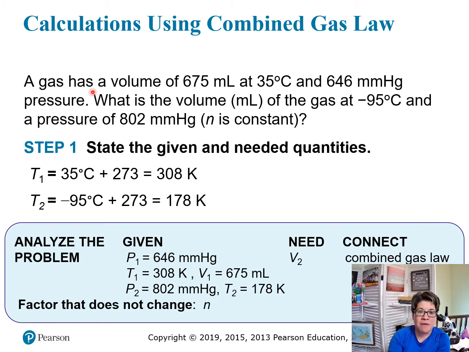So in this problem, you have a gas that has a volume of 675 mL at 35 C and 646 millimeters of mercury pressure. What is the volume of the gas at negative 95 C and a pressure of 802 millimeters of mercury? And remember that N is constant. We're ignoring that right now. So first we need to change these temperature values to Kelvin. So go ahead and change those. And then we can write down what we have given and what we need, which is V2.